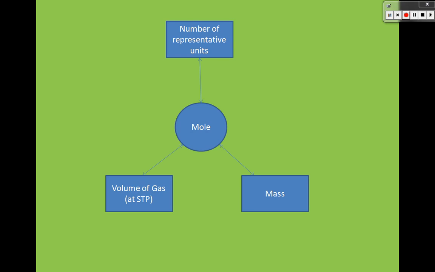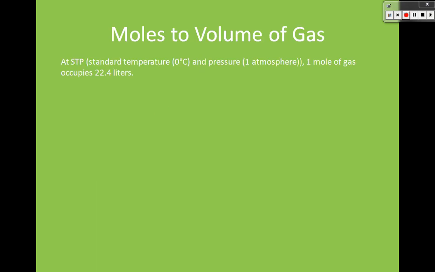And so then our last equality is between moles and volume of a gas at STP. And we're going to talk about what STP is in just a second. So moles to volume of a gas. At STP, which stands for standard temperature and pressure, standard temperature being 0 degrees Celsius and standard pressure being 1 atmosphere, which is sometimes abbreviated to 1 atm, 1 mole of gas occupies 22.4 liters. We're going to talk a lot more about STP when we talk about gas laws later this year, but I just wanted to give you a frame of reference for what STP is.